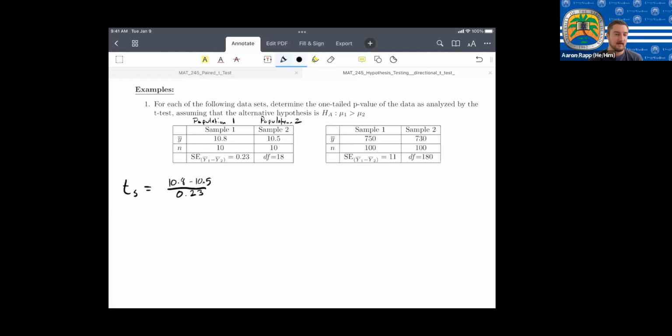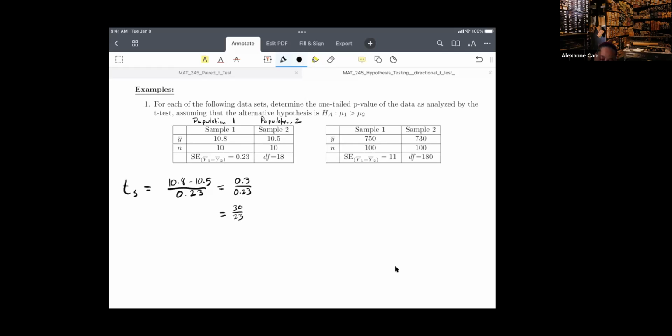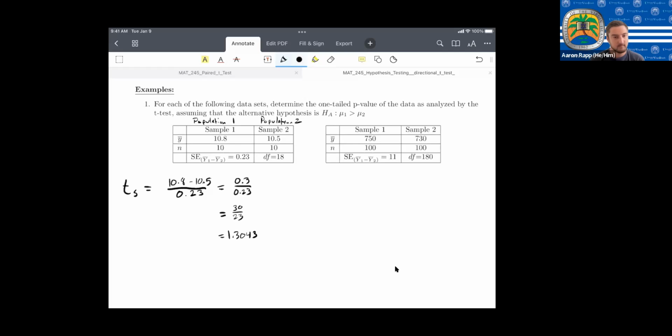So I just need to figure out, okay, what is 10.8 minus 10.5 divided by 0.23? I'm going to get a 0.3 divided by a 0.23. And what is that going to give me? It'd be whatever 30 over 23 is, that fraction. You can tell me what it's going to be. 1.3043. So this is my test statistic.